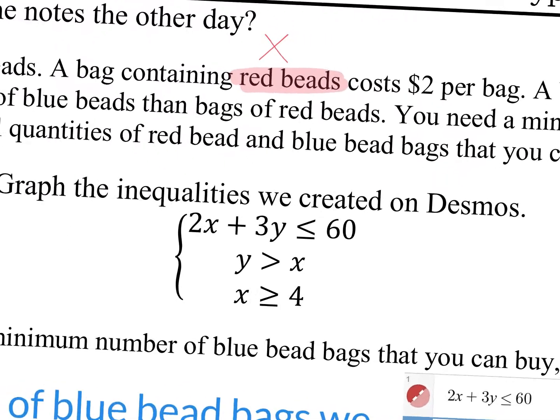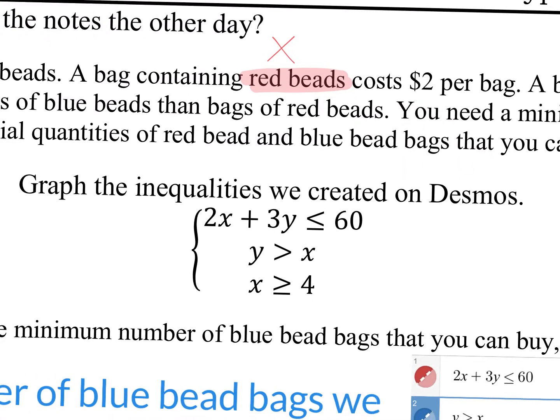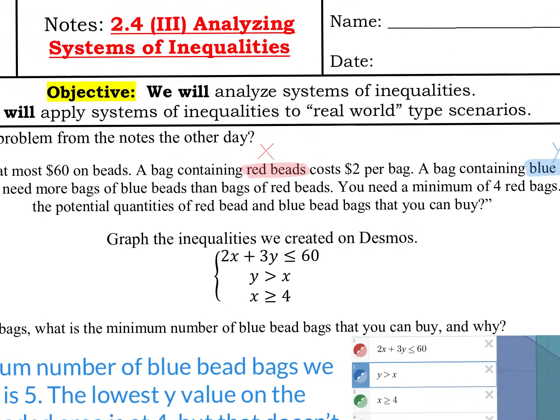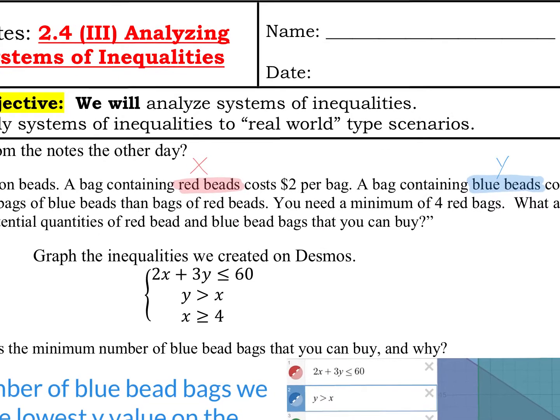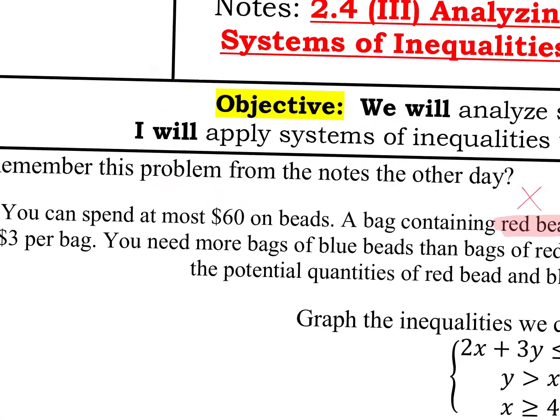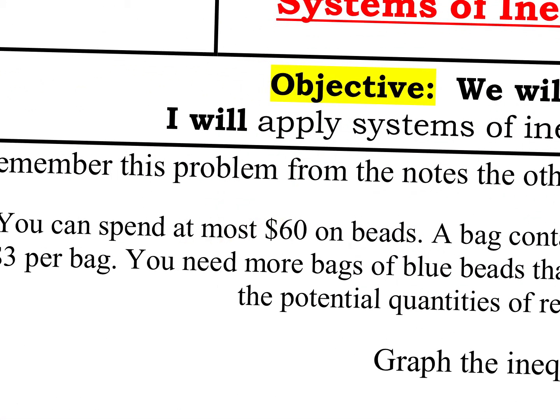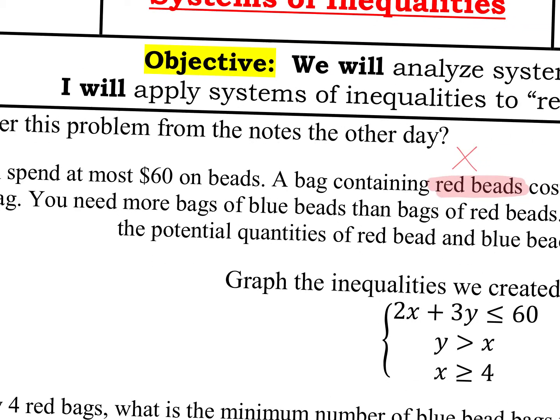So we came up with these inequalities in those notes. Just to go over everything real quick, we used x for the red bead bags and y for the blue bead bags. The first one was from the $2 per bag and $3 per bag, and it says you can spend at most $60. At most means less than or equal to, so we had 2x plus 3y is less than or equal to 60.